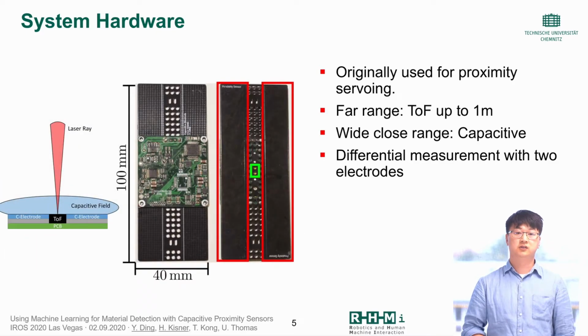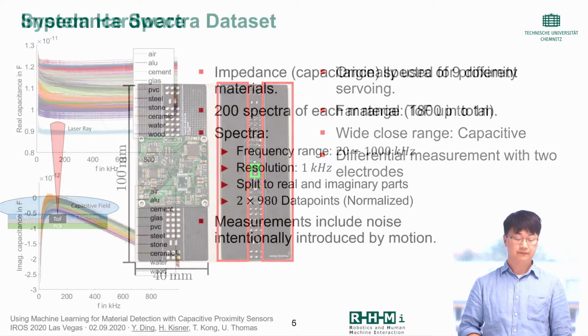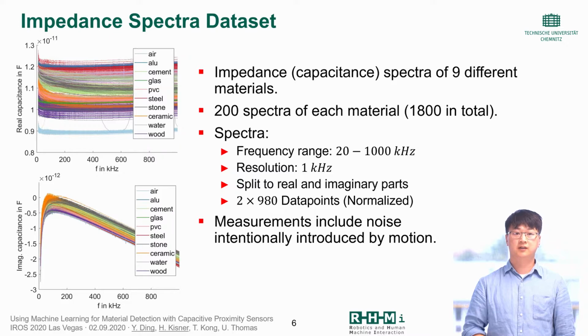The capacitive sensor has two electrodes where differential signals are applied to detect changes in the electric field caused by obstacles. For the material detection, our dataset consists of 200 measured spectra for each of the 9 different materials. A single spectrum looks as follows. It has a frequency range of 20 kHz until 1 MHz. It is split to real and imaginary parts, which results in 2 by 980 data points for each spectrum. Also, to increase robustness, the measurements include noise intentionally introduced by motion during data acquisition.